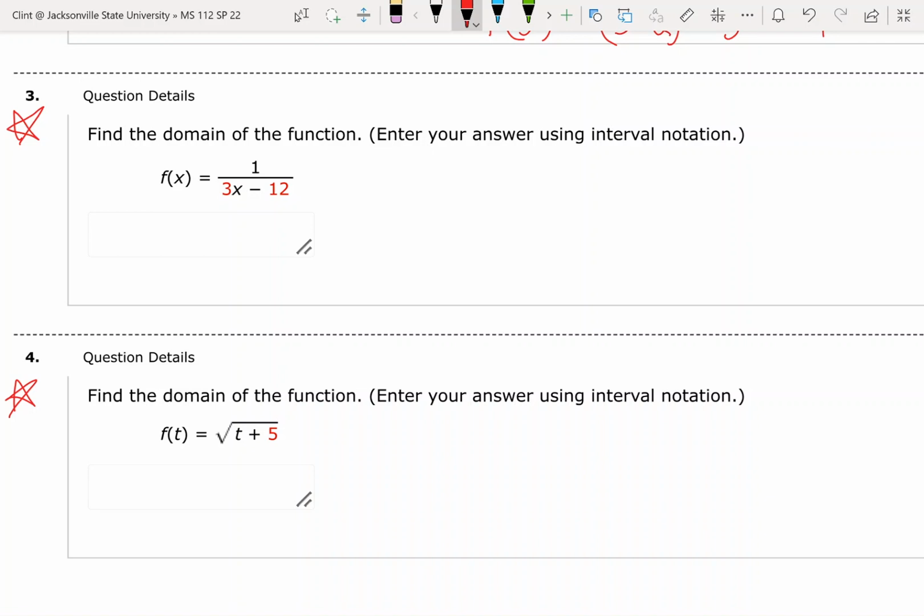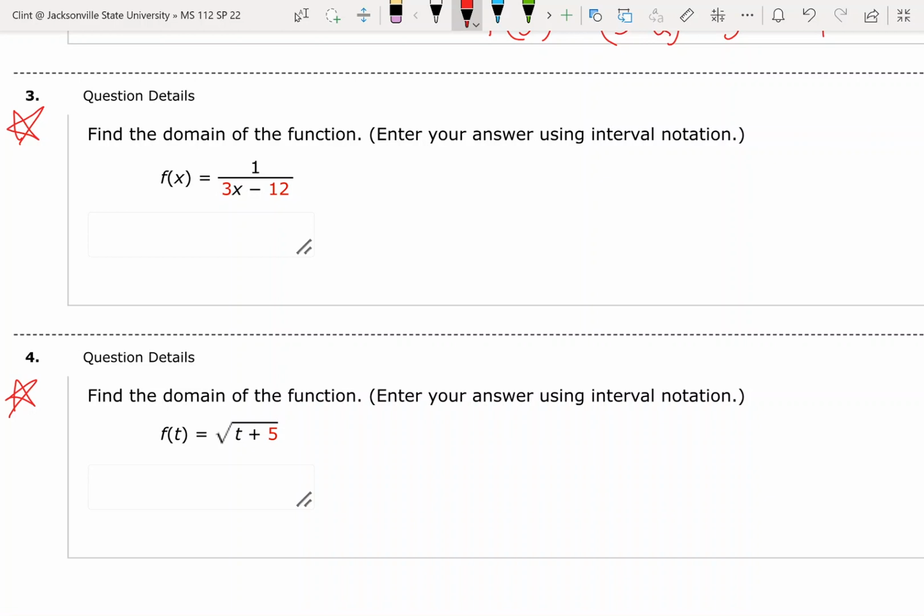All right, so number 3. Remember, we really only have 2 things that we have to worry about when we're thinking about the domain. We don't want to get a 0 in the bottom of a fraction, and we don't want to get a negative inside of a square root. So number 3, the only one of those 2 things we have to worry about is the bottom of our fraction being 0. You might be able to look at it and tell what x value would make it 0. If you can, that's fine. You know we have to leave that x value out.